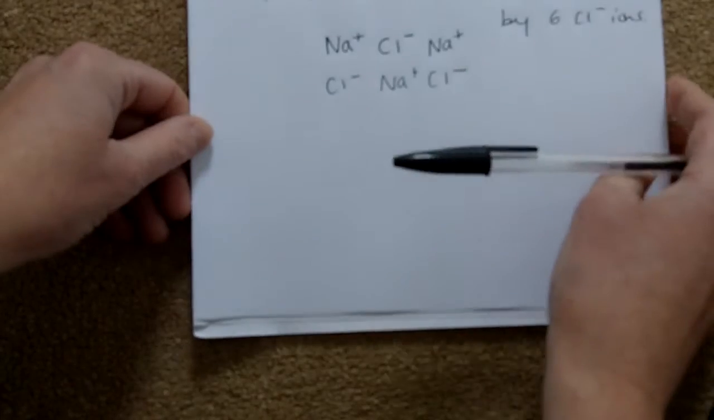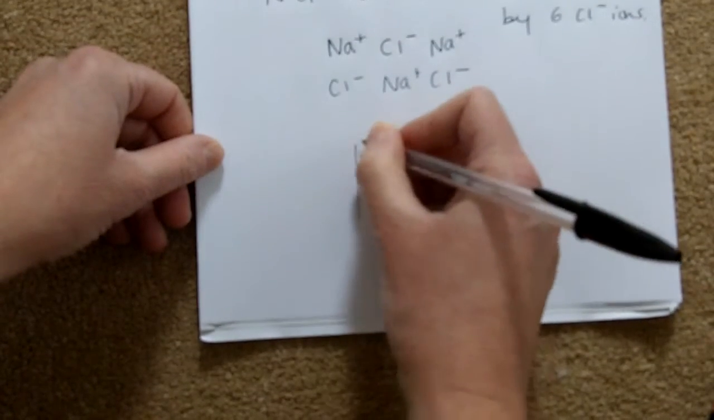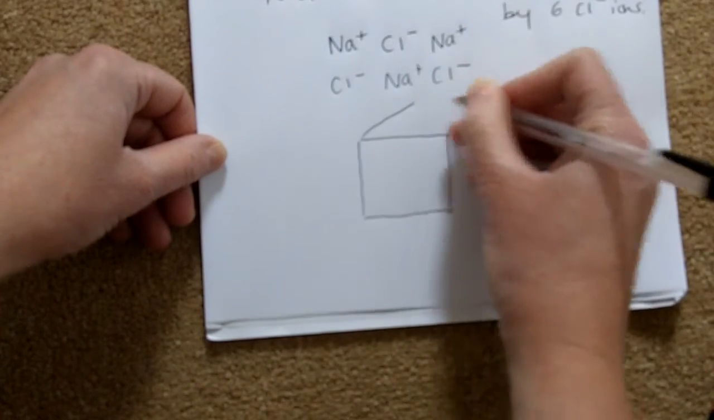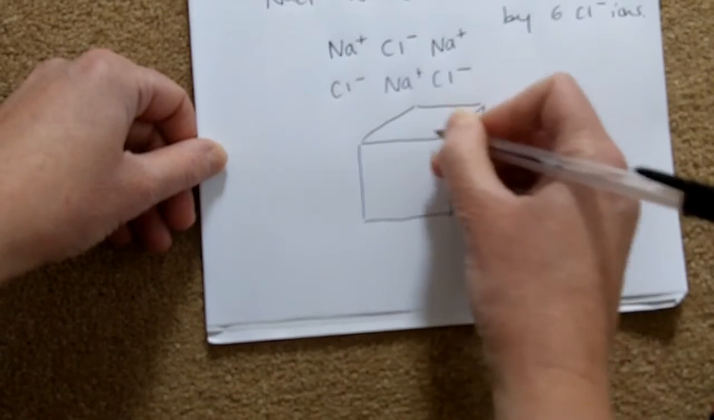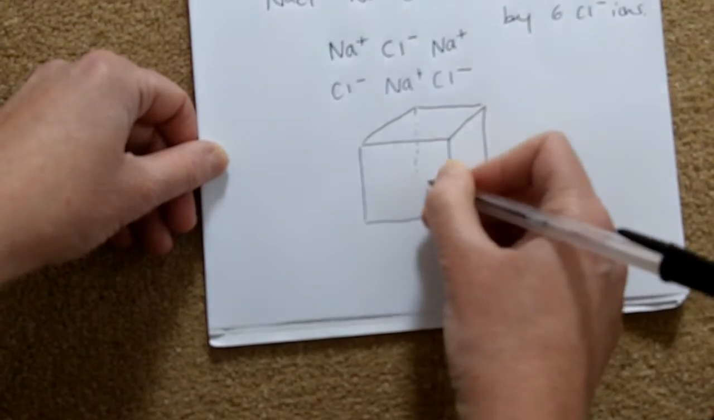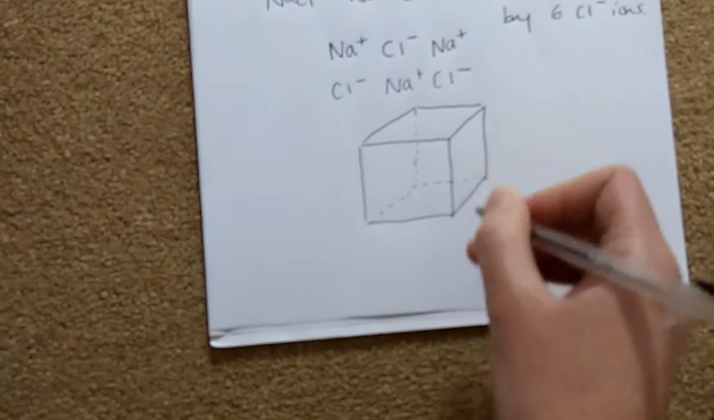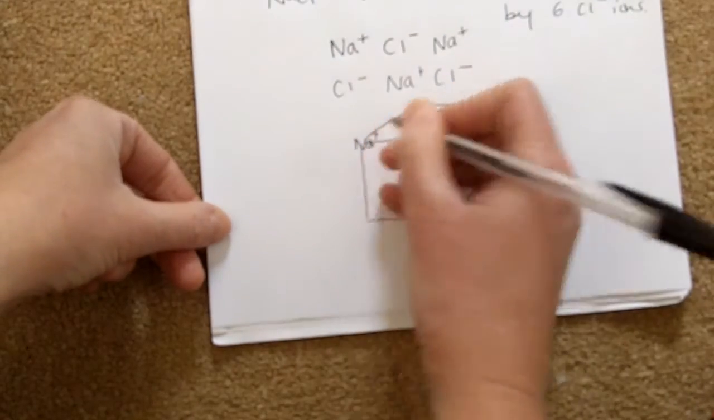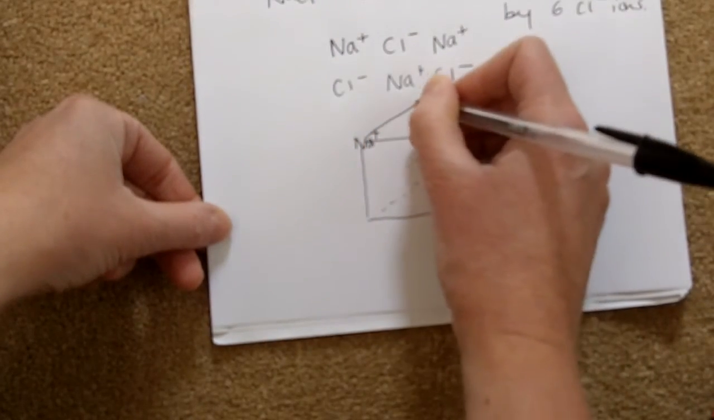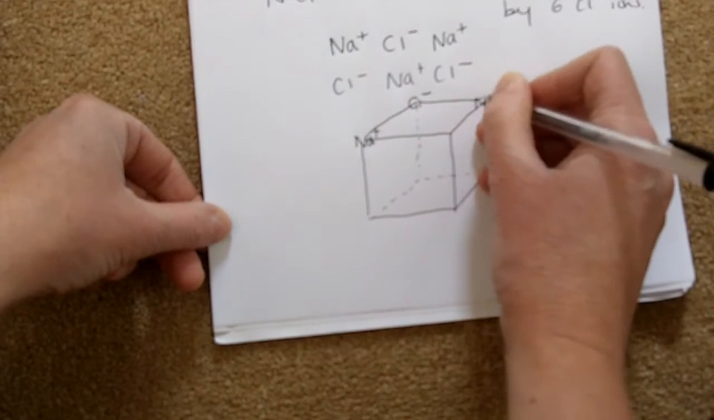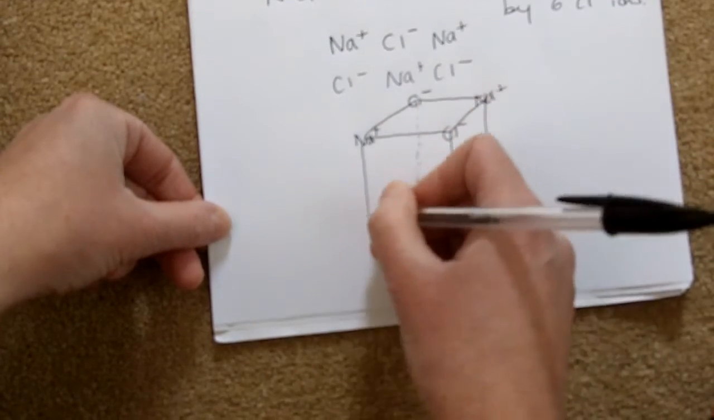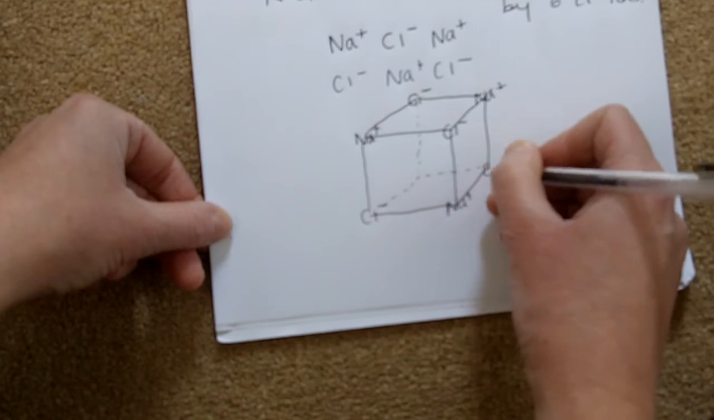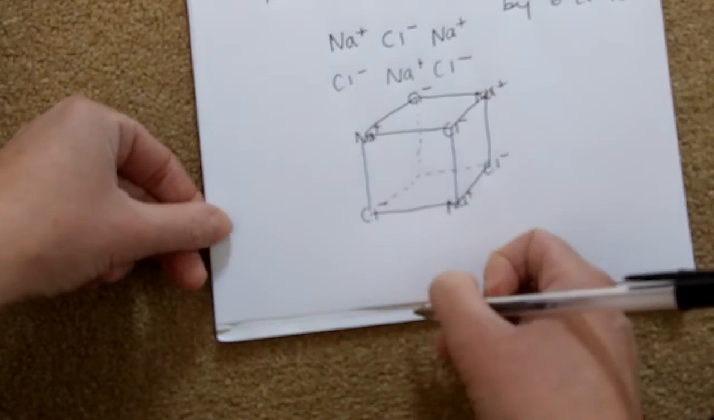And the way you draw it with opposites, it's a cube. For sodium chloride, it's a cube. So you've got to draw a cube. Because it's not just one single sodium ion and a chloride ion, it's a cubic structure. Okay, so you'll have a sodium ion, then a chloride ion, and then a sodium ion, and then a chloride ion, and a sodium ion, and a chloride ion, and it's a cubic structure.